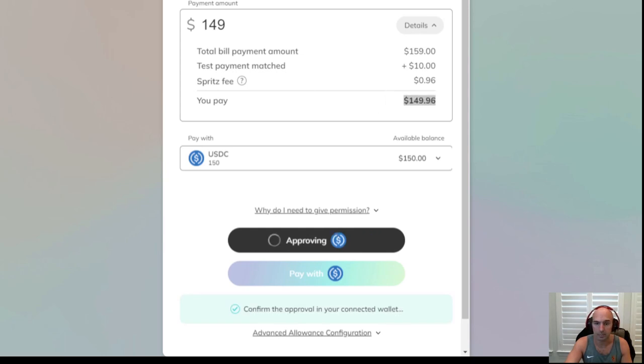And I'm going to approve this payment. I'm already connected to my wallet. It looks like I forgot to put some gas. So let's actually put some gas in here, because that would be a good thing to do.